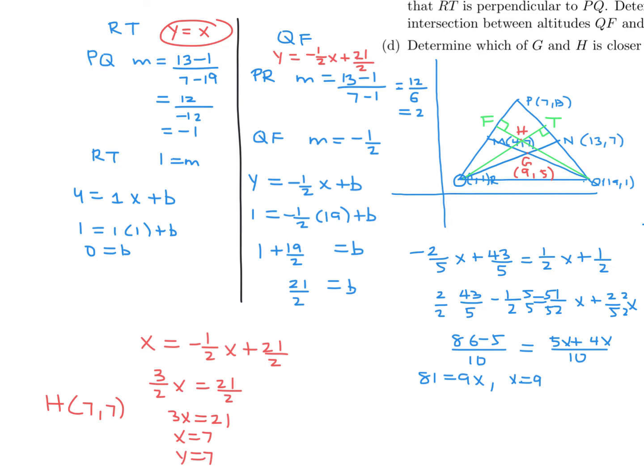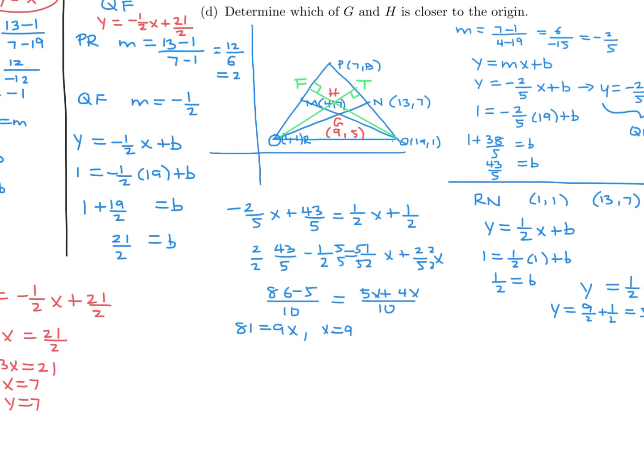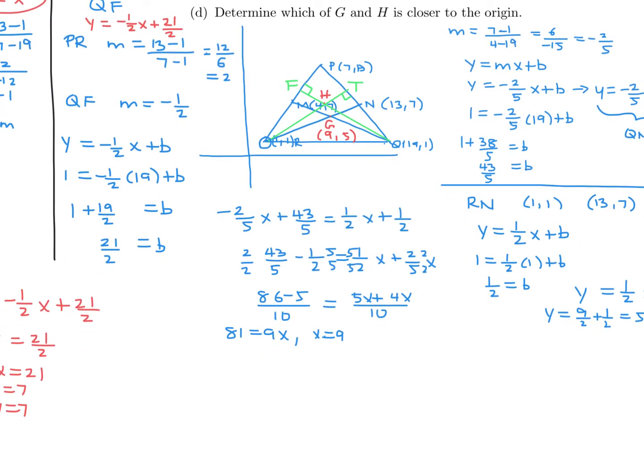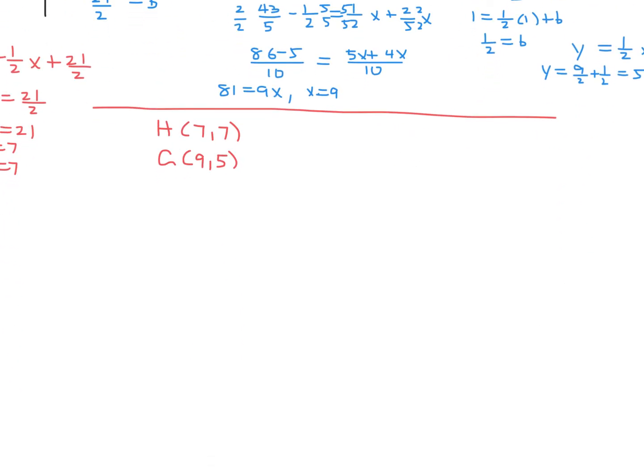All right. D. Determine which of G and H is closest to the origin. All right. Which is closest to the origin? Well, H is 7, 7, and G is 9, 5, right? We figured that out previously. And we have to figure out which one of these is closest to the origin. Okay, well, that's just the distance from these to 0, 0. The origin is 0, 0. And they just use the distance formula.